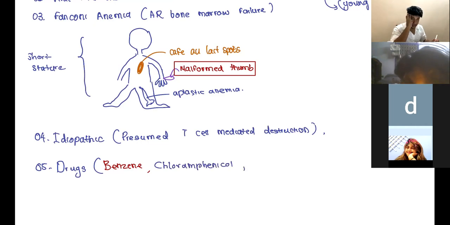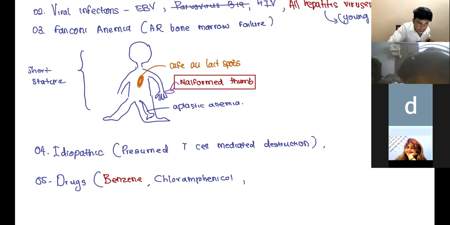Can someone tell me what is this drug? What is the drug class? Chloramphenicol? Yeah? Anyone? This is a cheap antibiotic, okay? Used in poorer countries. The Western countries don't use this drug. But in poorer countries, we sometimes use this, and it has a risk of aplastic anemia.